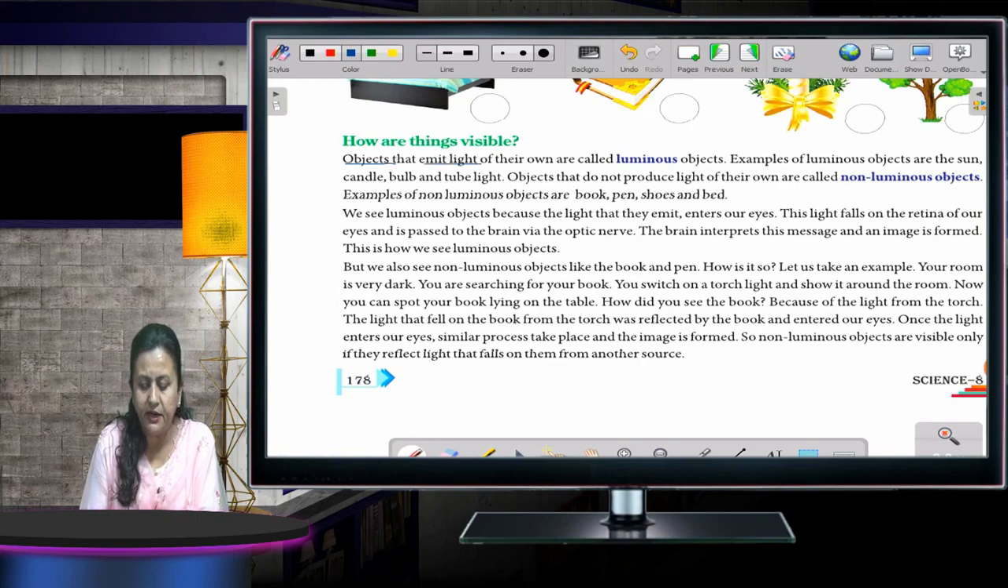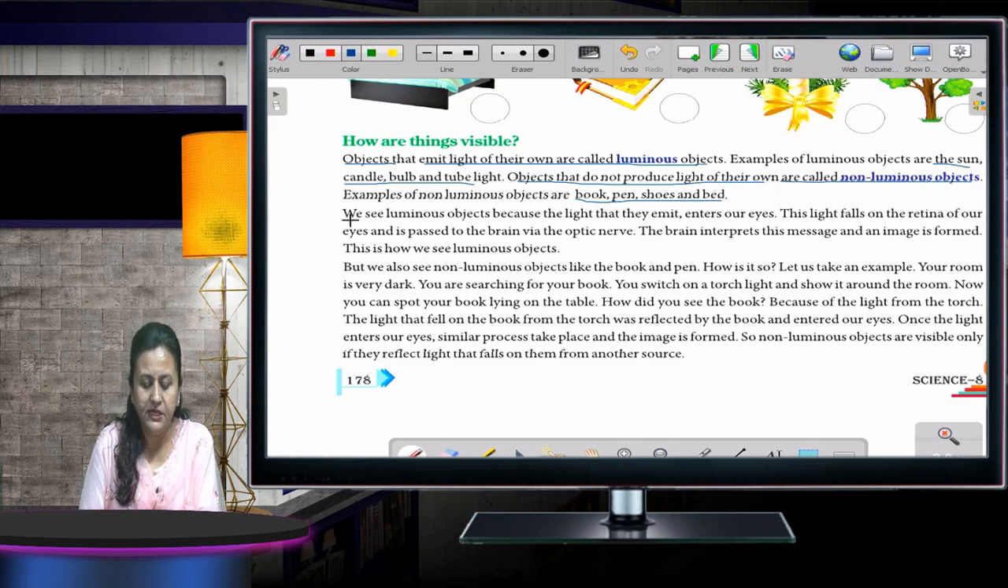Objects that emit light of their own are called luminous objects. Examples are the sun, candle, bulb and tube light. And objects that do not produce light of their own are called non-luminous objects. Examples are book, pen, shoes and bed.